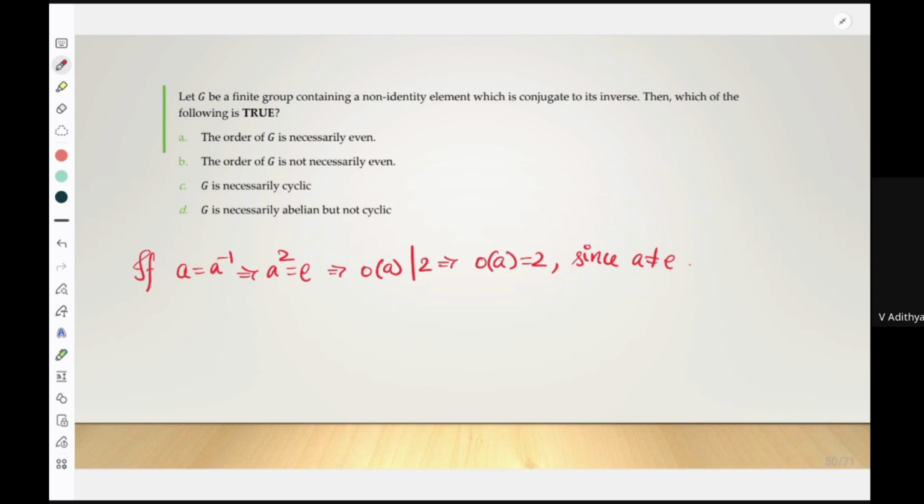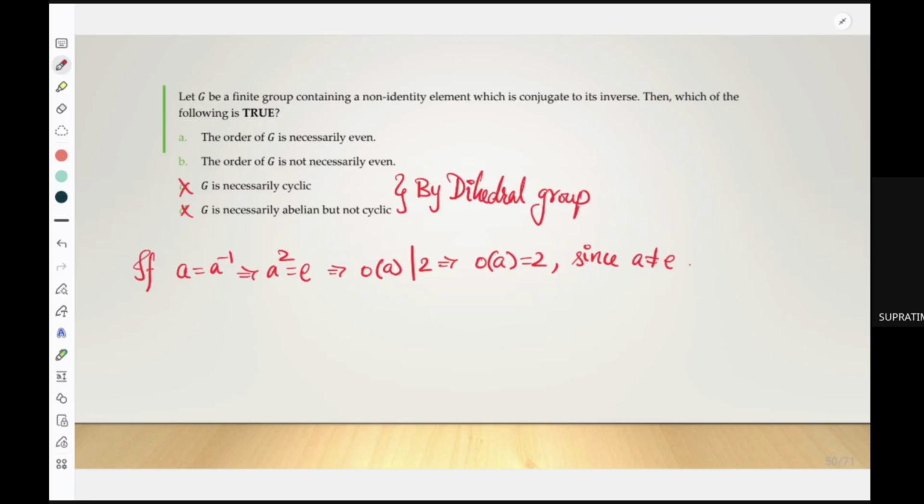So you can find a group of even order which is not cyclic and not abelian. So this is again by dihedral groups. For dihedral groups, you can show that C and D are not true. So is this part fine?